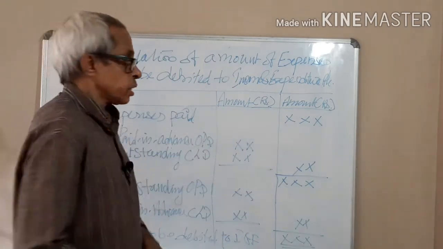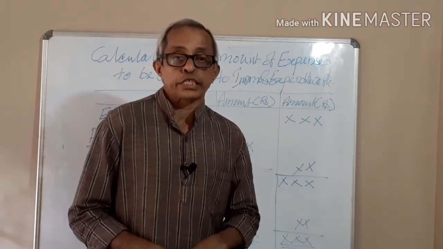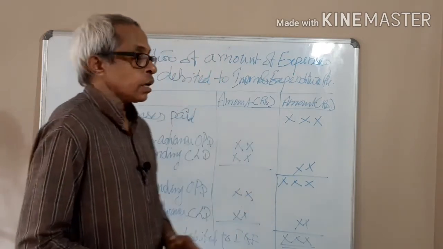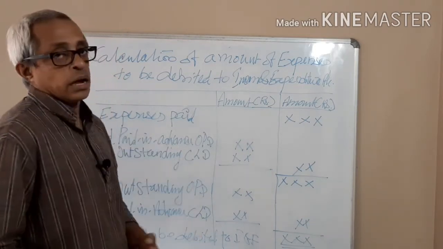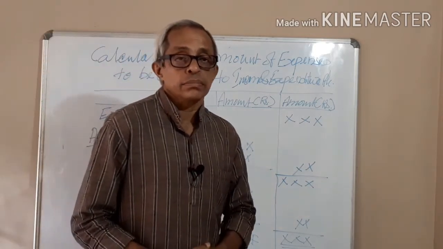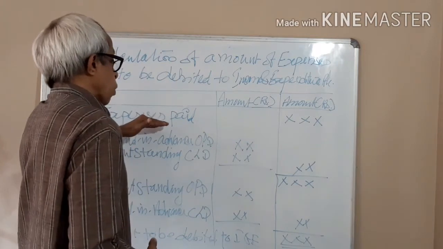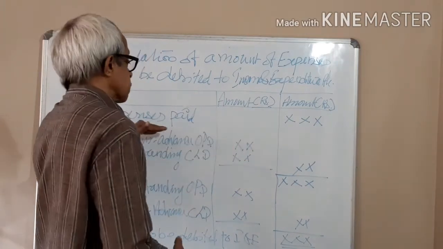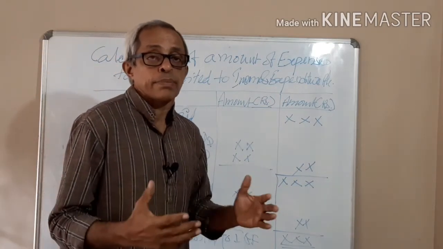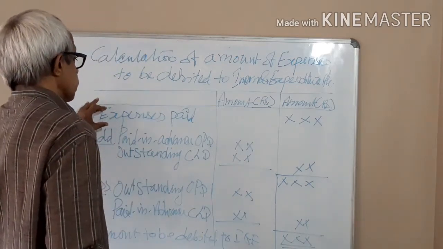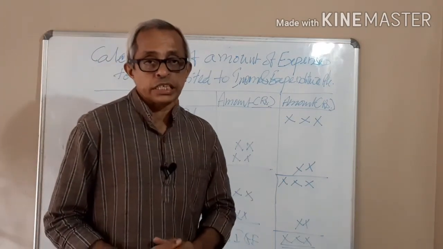Now we are going to study the amount of expenses to be debited to income and expenditure account. For that also we make a statement, and the first item is expenses paid during the year. The amount of that particular expense paid during the year is taken from the payment side of the receipts and payments account. That amount is written as the first item, and there are 4 more items to be adjusted.